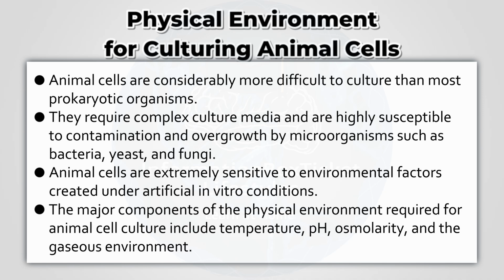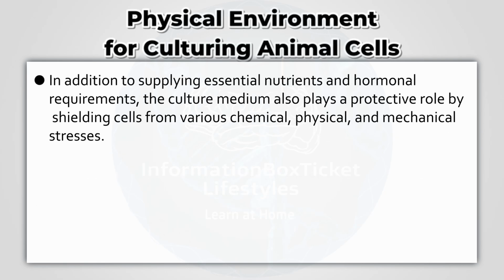The major components of the physical environment required for animal cell culture include temperature, pH, osmolarity, and the gaseous environment. In addition to supplying essential nutrients and hormonal requirements, the culture medium also plays a protective role by shielding cells from various chemical, physical, and mechanical stresses.